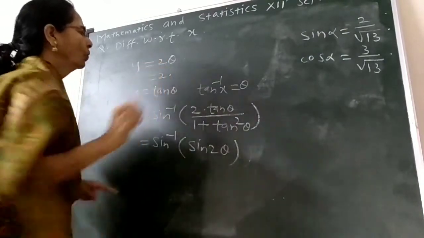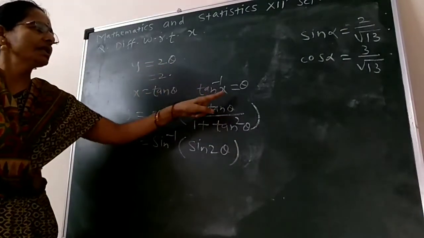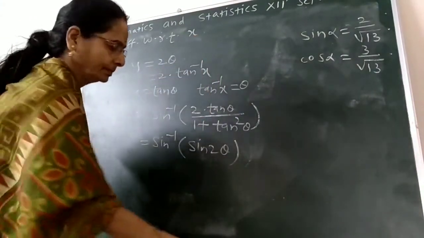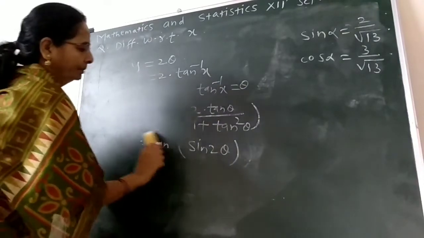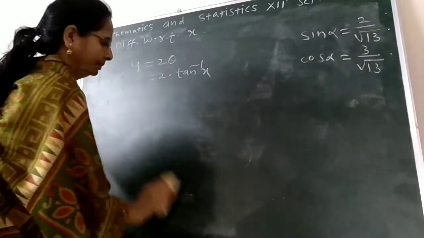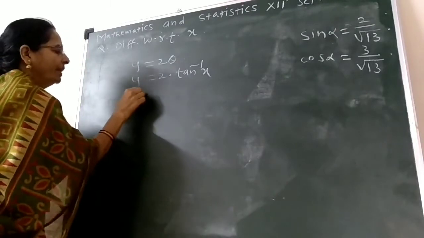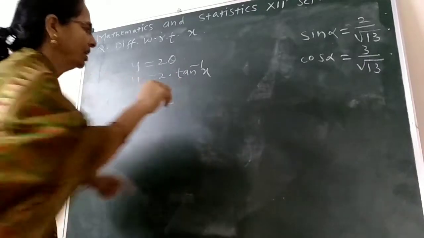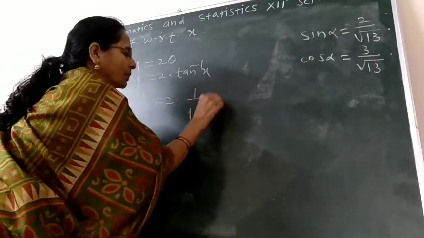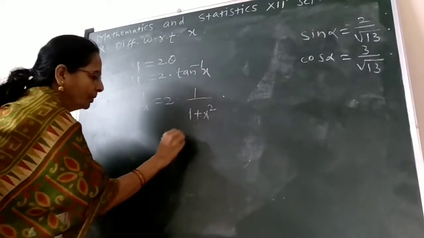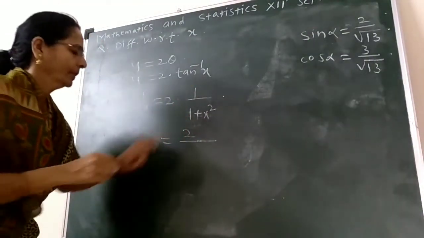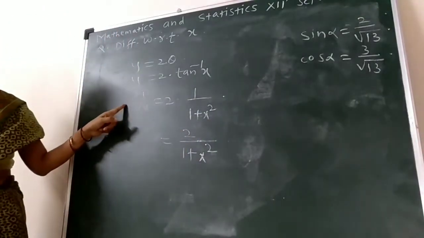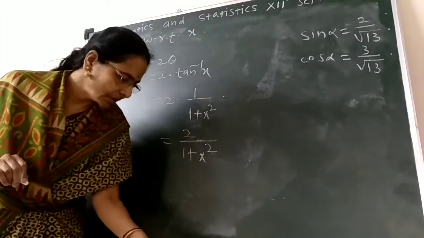Y is equal to 2 theta. Put the value of theta as tan inverse x. So the derivative is equal to the constant 2 as it is. The derivative of tan inverse x is 1 upon 1 plus x square. In the numerator there is 2. This is the answer, 2 upon 1 plus x square.